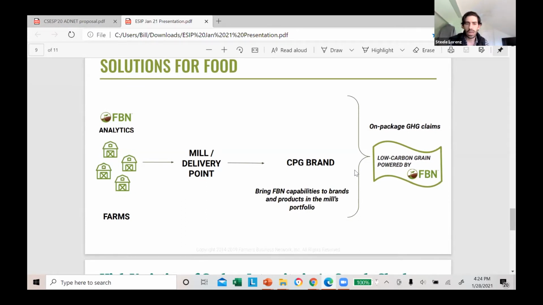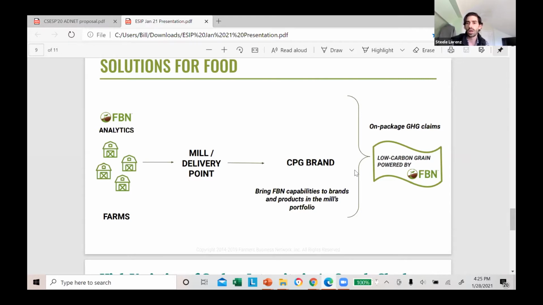FBN Analytics work across all farms or many farms at a field and subfield level. We track that grain to a mill, a delivery point, and then we provide, depending on the requirement, either a mass balance scoring for that whole facility that then they can go market on, or if they're doing a true identity preserved system, we can monitor that and flow that information along to the CPG, the brand, and then we can make exact carbon claims on package for how much carbon was consumed in that product.